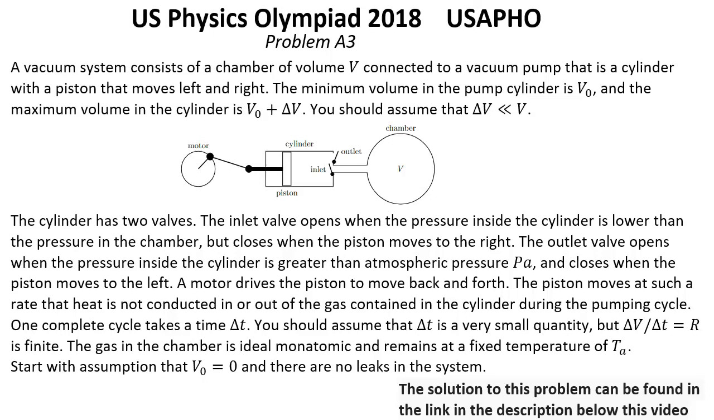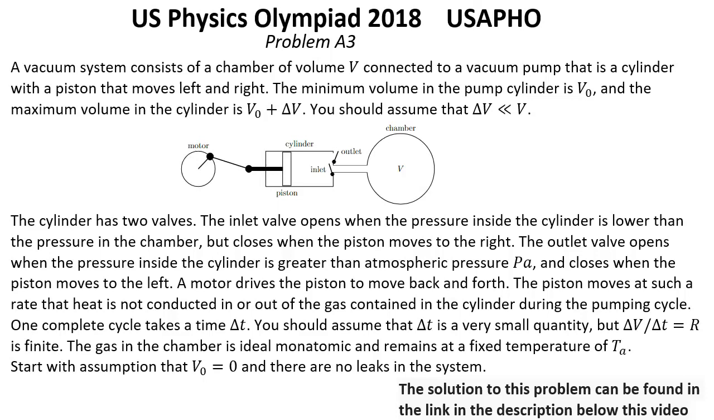US Physics Olympiad, year 2018, USA PhO. Problem A3. A vacuum system consists of a chamber of volume V connected to a vacuum pump that is a cylinder with a piston that moves left and right. The minimum volume in the pump cylinder is V0, and the maximum volume in the cylinder is V0 plus delta V. You should assume that delta V is much less than V.